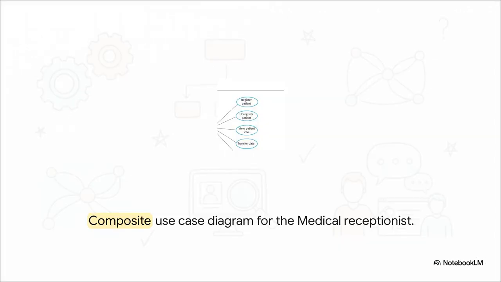Now, in a real complex software system, a single role is going to perform a whole bunch of discrete tasks. It would be a complete mess to leave them all separated out. So we group related tasks together into what we call a composite use case diagram. For instance, if we look at all the use cases for a medical receptionist, we can see that this one human actor can initiate registering a patient, unregistering a patient, viewing patient info, and transferring data. Grouping them like this makes it incredibly easy to see the complete scope of responsibilities for any given actor at a glance.